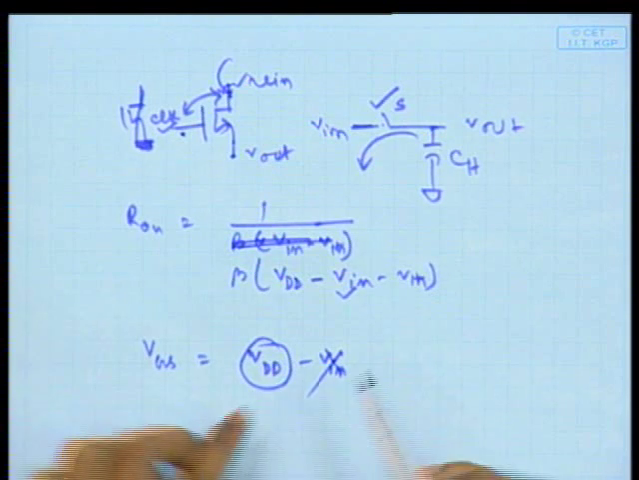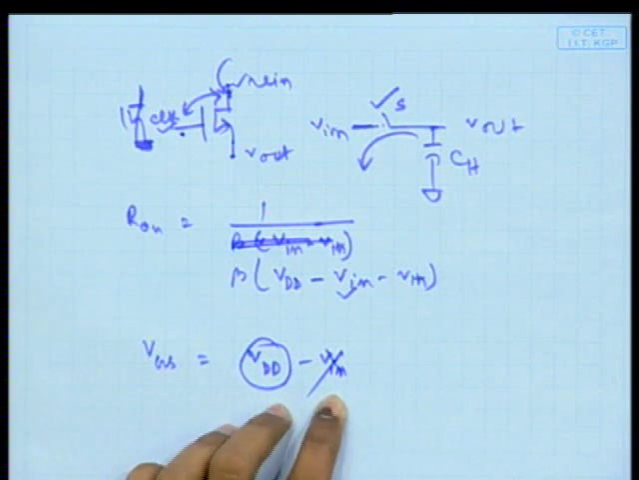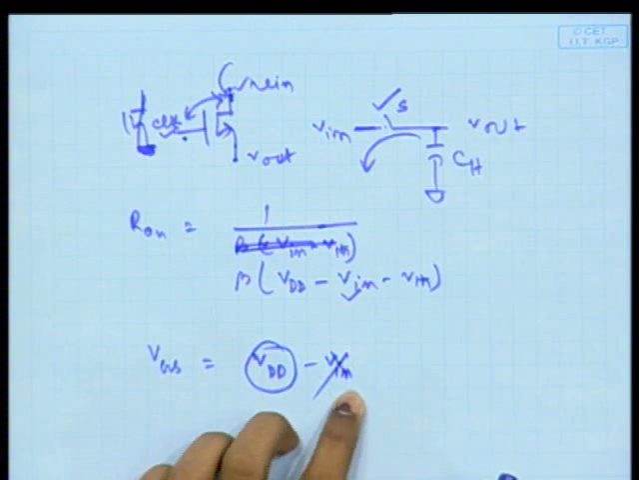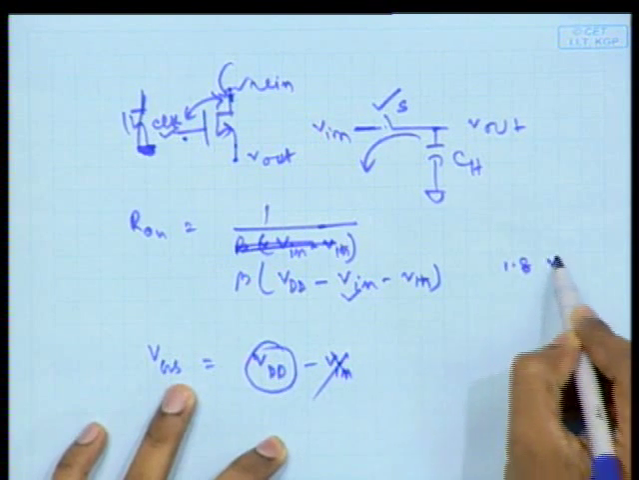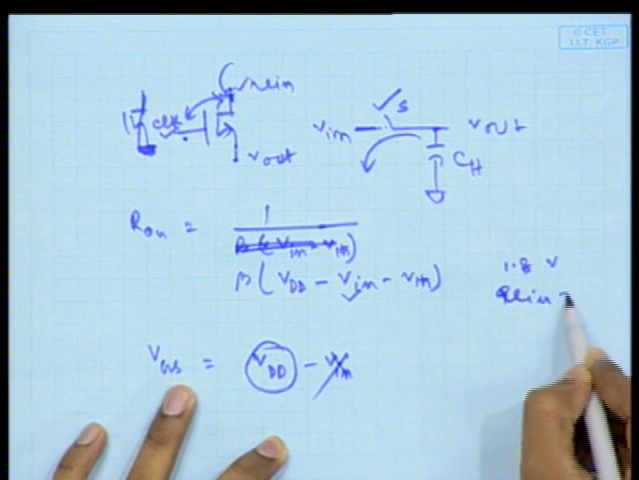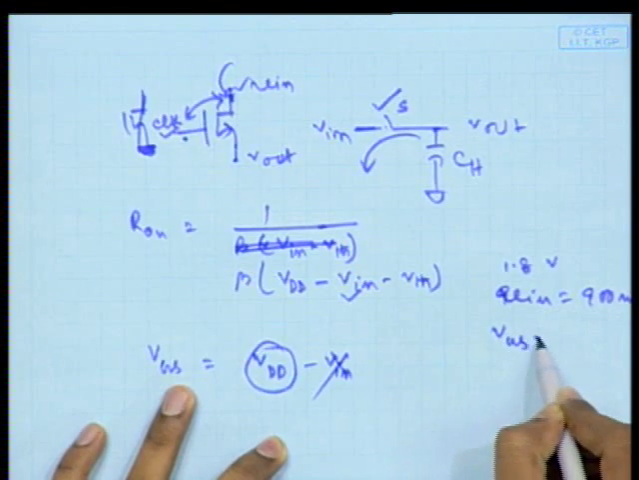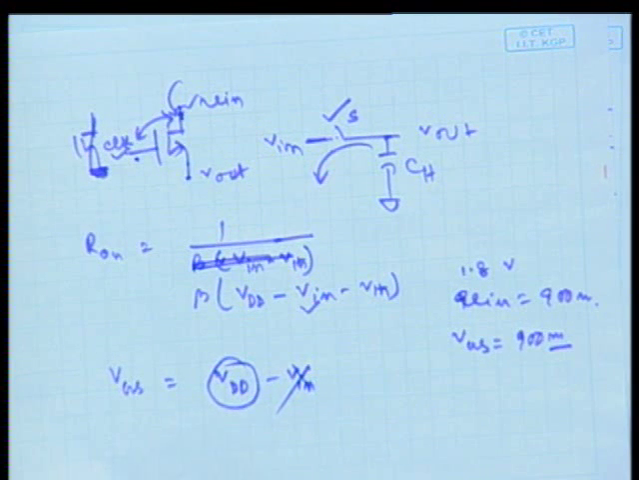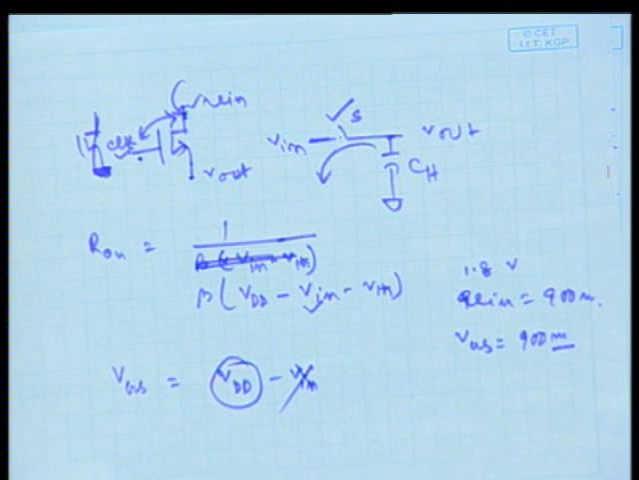Another advantage of that is you get a better overdrive voltage, more overdrive voltage. You don't need to subtract that Vin. Say if you have a 1.8 volt supply and your Vin is 900 millivolt, VGS is only 900 millivolt instead of 1.8 volt, so you will get a higher on resistance with the simple switch. And another option is called the boosted circuit, where even if you apply a 1.8 volt supply, you can boost your gate voltage to more than the supply voltage. That is called a boosted switch.